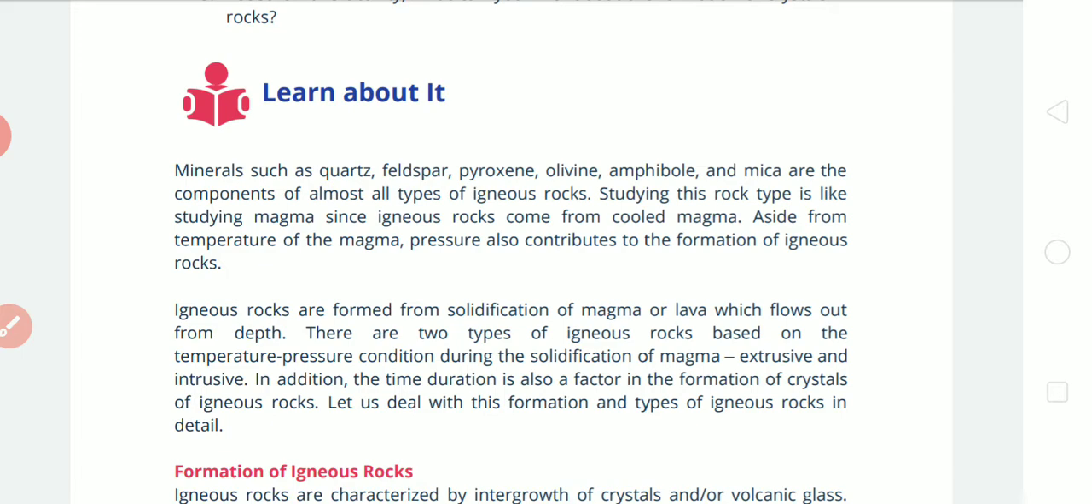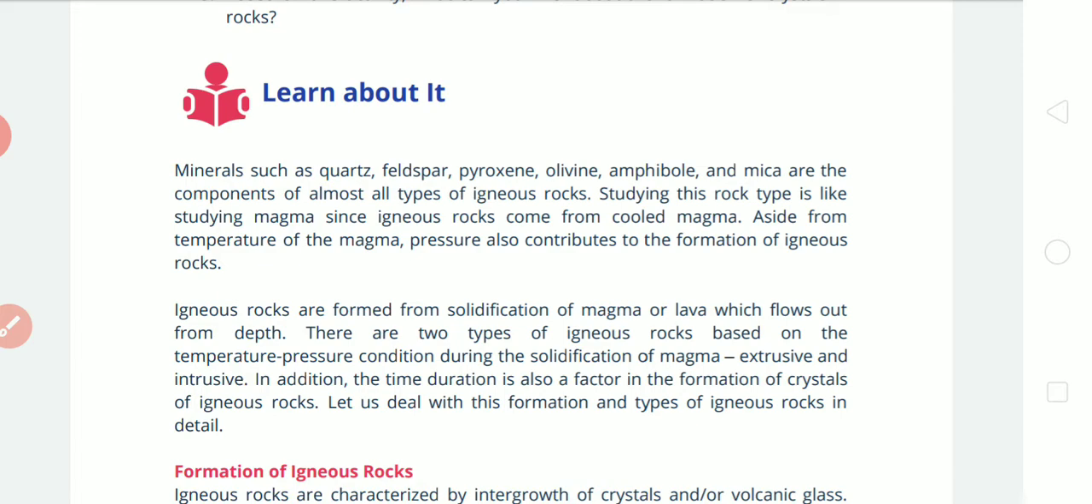Aside from the temperature of the magma, pressure also contributes to the formation of igneous rocks. Igneous rocks are formed from solidification of magma or lava, which flows out from depth. That means once the magma comes out from a volcano vent through a volcanic eruption, it will become lava, which solidifies and then forms into igneous rocks.